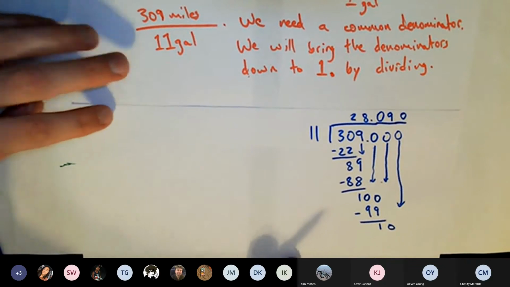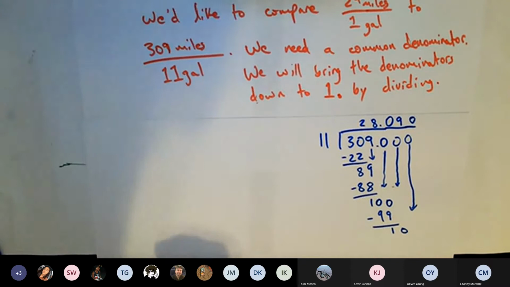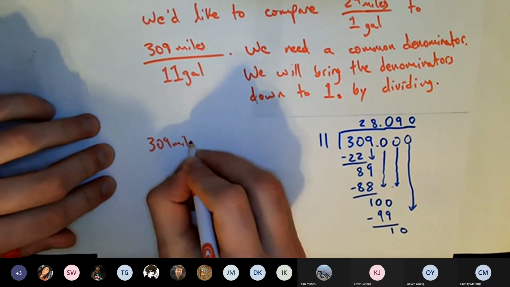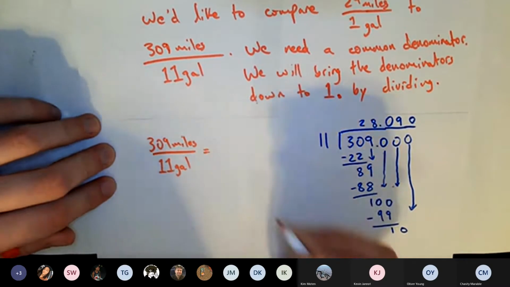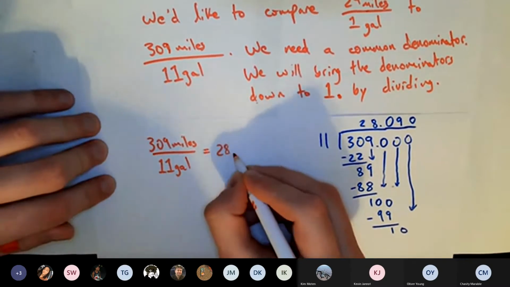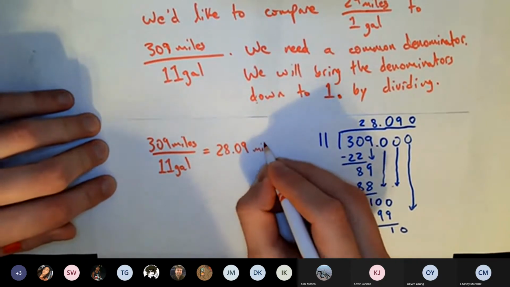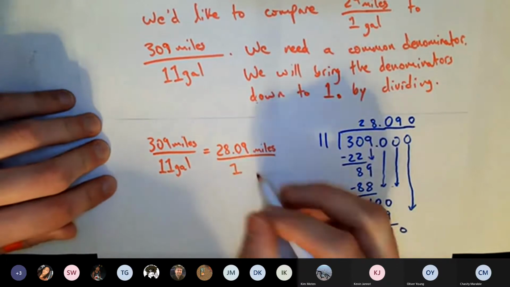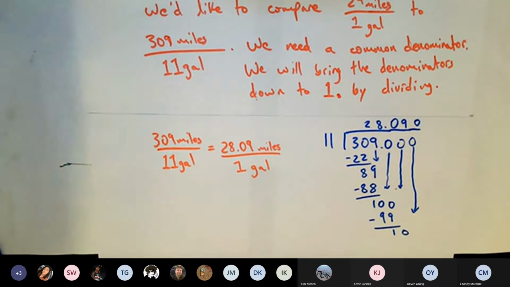So we should end up getting 28.09 mpg. So if you're a sane person, all you did was plug it into the calculator, and you get that 309 miles per 11 gallons is equal to 28.09 miles per gallon. So I could say mpg, or I could write it explicitly, expanded as a rate here.